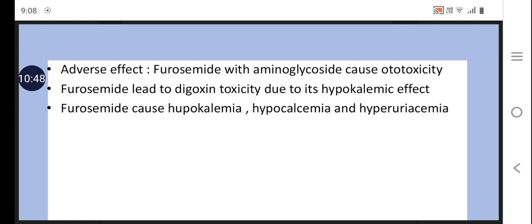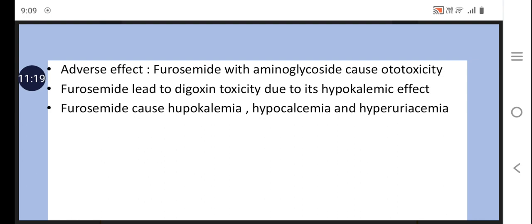And furosemide causes hypokalemia. Hypokalemia means loss of potassium. It is also responsible for hypomagnesemia, meaning loss of magnesium. Deficiency of magnesium occurs, and hypocalcemia means loss of calcium from our body. Means along with sodium, the other ions like calcium and potassium are also lost from our body.